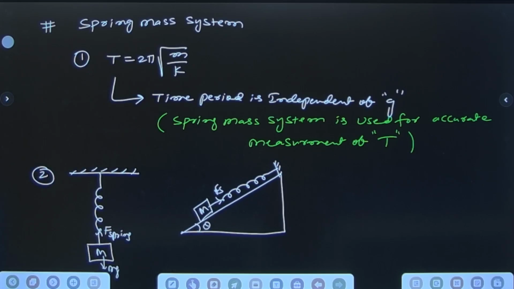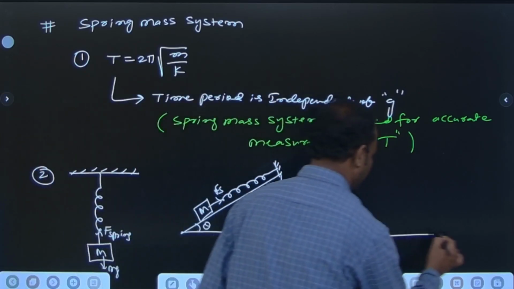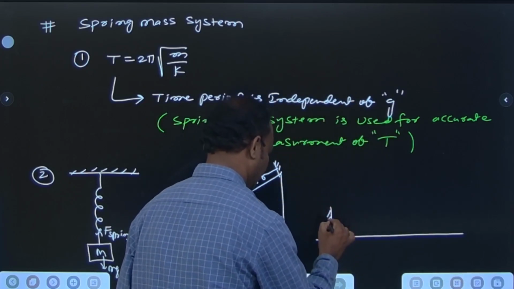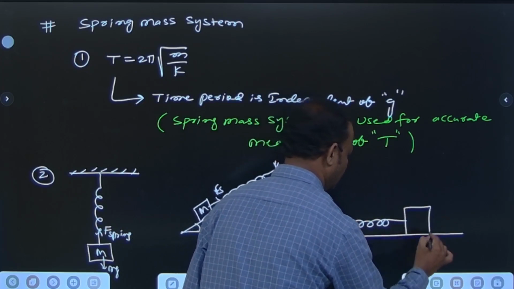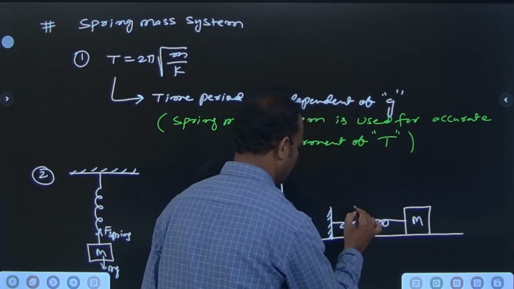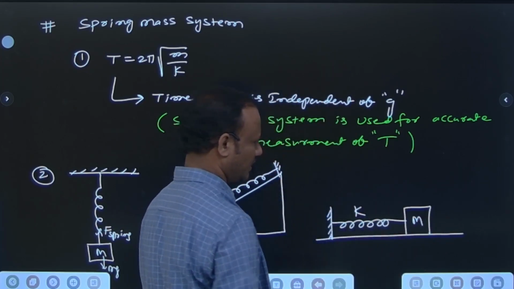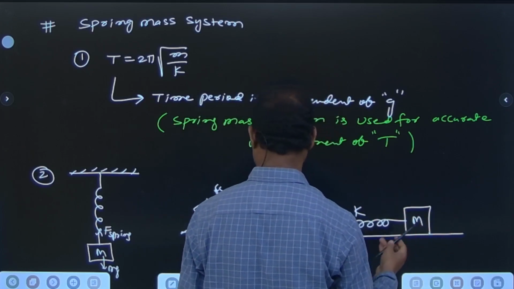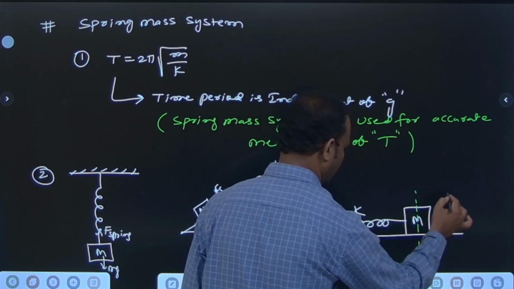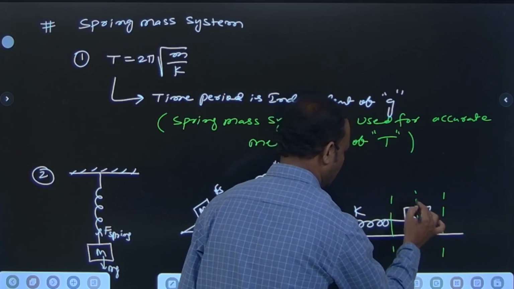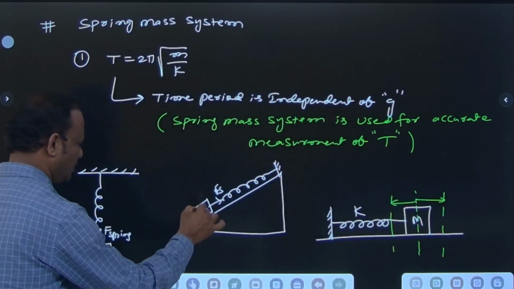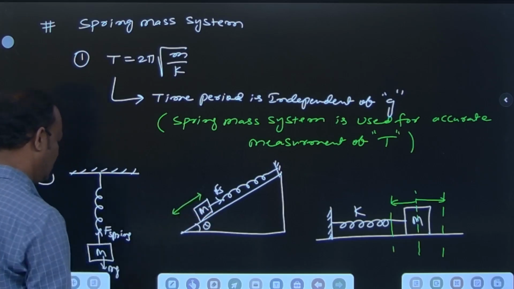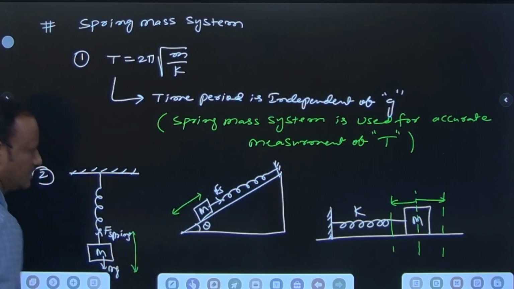Next, another case I'm taking, here is the fixed position. This is the spring, and its mass is capital letter M, with spring constant k, making oscillation from its mean position. It's making the oscillations like this from its mean position.